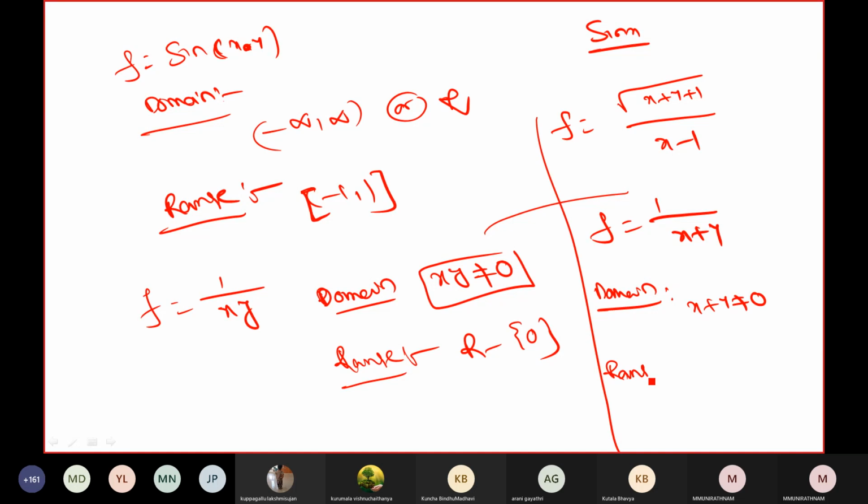What is the range? Here also the same, R minus 0. Here also the same, R minus 0. Okay? Is it correct? Any doubts, please? So now tell me about this.